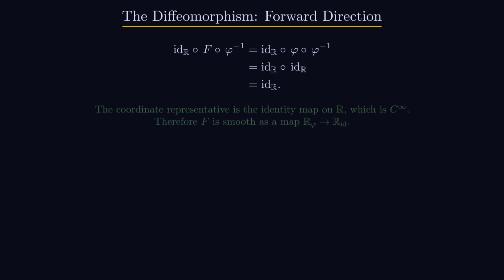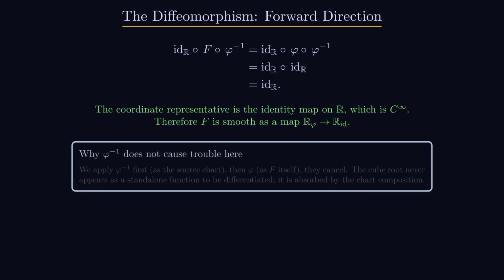Compute the coordinate representative of F in the forward direction. F equals phi. So the representative is the identity composed with phi composed with phi inverse. The two phi's cancel. Phi composed with phi inverse equals the identity on R. Composing with the identity on the left changes nothing. The result is the identity map on R. The identity map on R is C infinity, therefore F is smooth as a map from R_phi to R_ID.